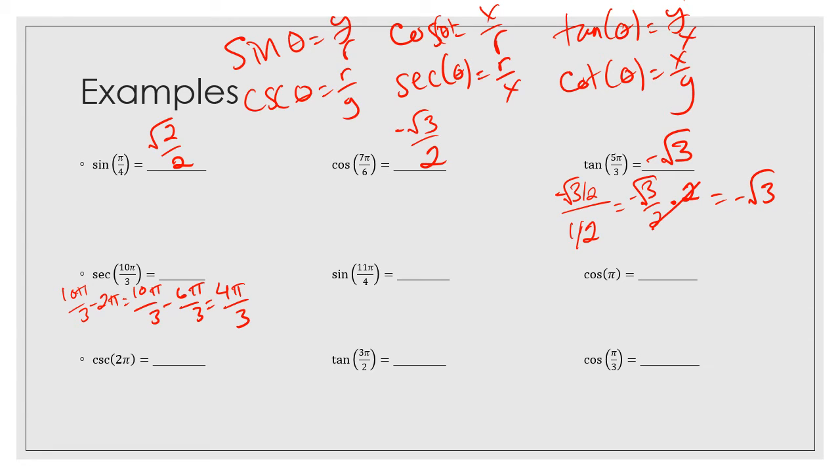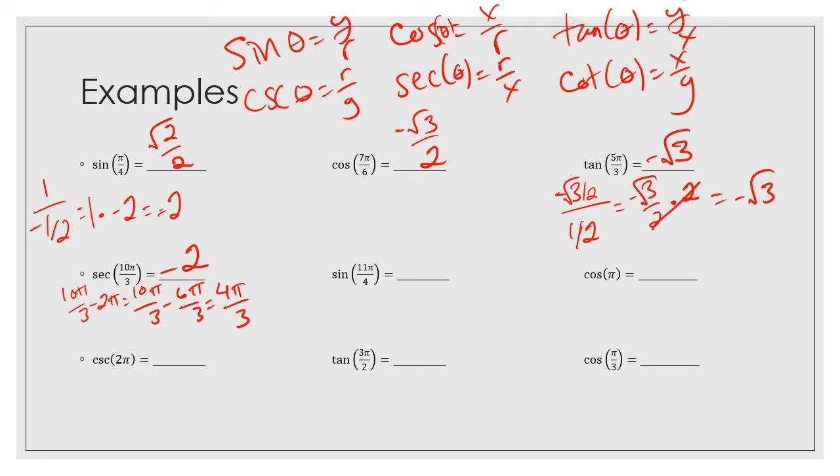It's in quadrant 3. So I know that my secant is r over x. So my x value at that point is negative 1/2. So this secant value is going to be 1 divided by negative 1/2. And again, when we divide by a fraction, it's the same as multiplying by the reciprocal. So this is 1 times negative 2, which gets me negative 2.